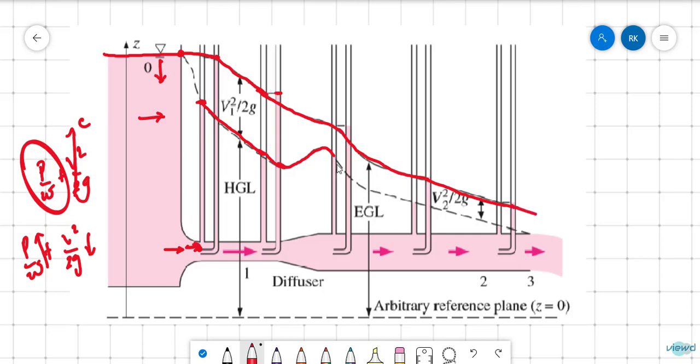And you need to remember that at the end of this pipe, this is the end of the pipe, and there is atmospheric pressure acting, and the pressure will be atmospheric pressure of the fluid, so that this hydraulic gradient line coincides with the surface of the fluid, and this total energy line is v square by 2g above the hydraulic gradient line. So this is what hydraulic and energy gradient line are.